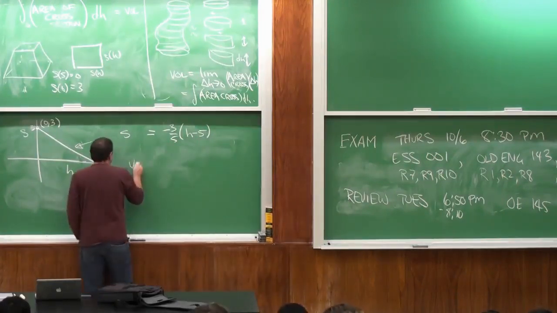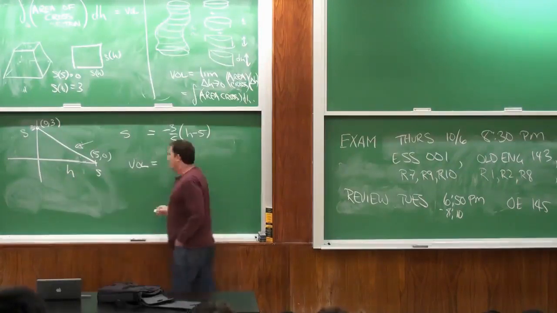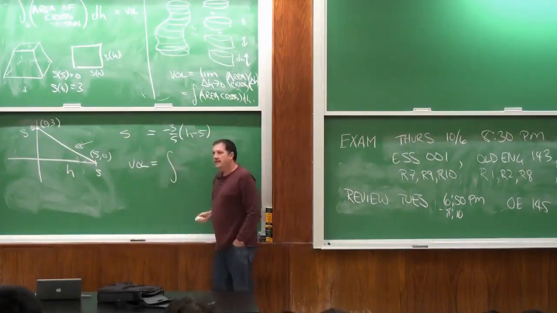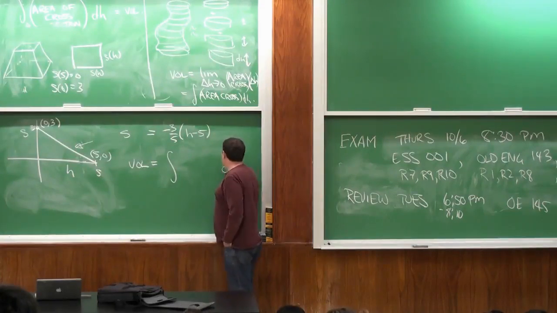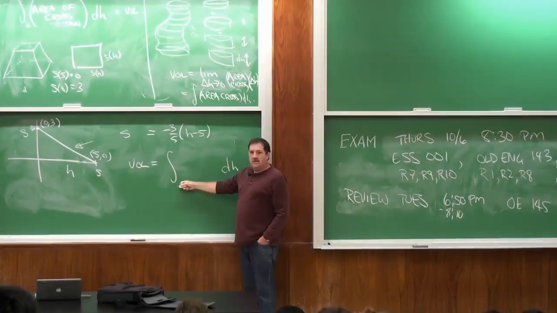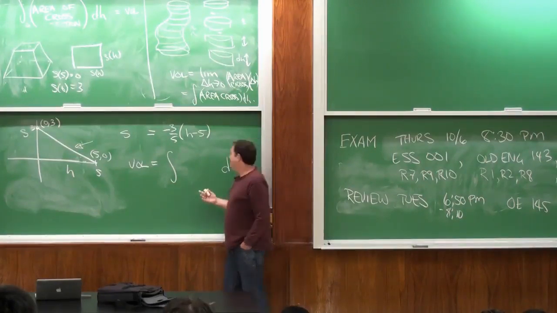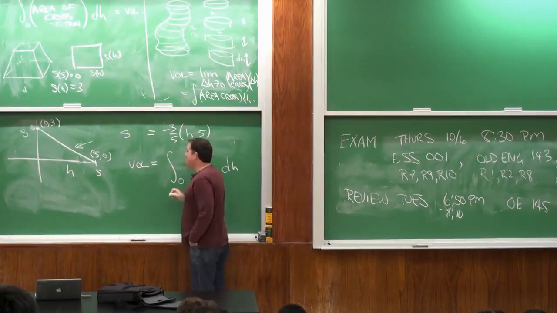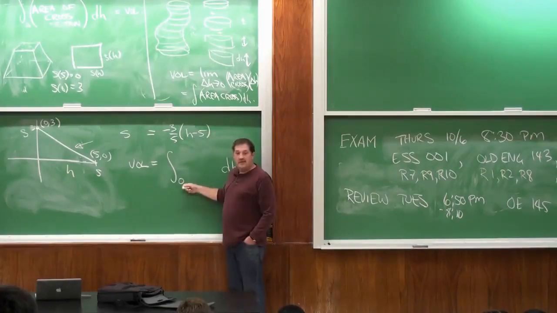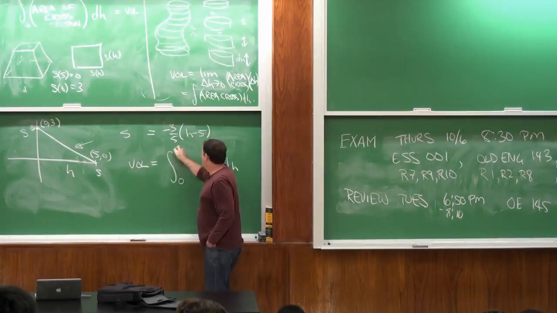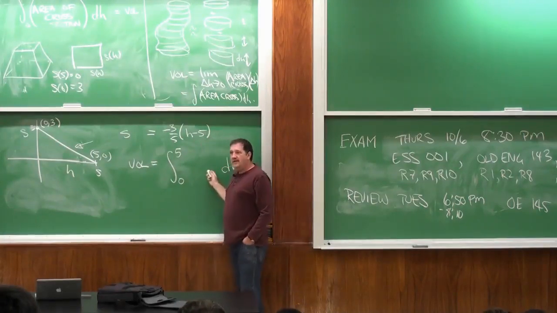So now the volume is what? An integral from something dh. What's the lower limit? Are people following this? I'm seeing a lot of blank looks. Anybody have a question? You're just writing. It goes from 0, right? The height starts at 0. What does it go to? 5.